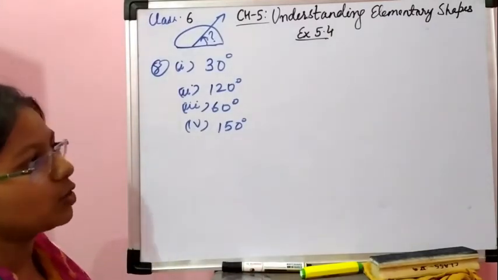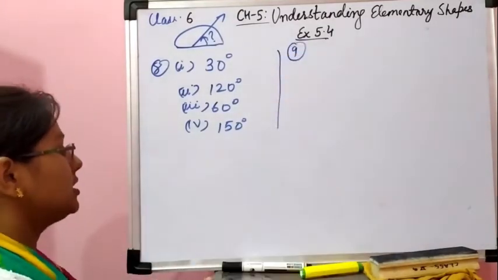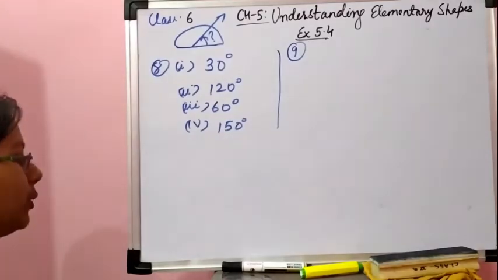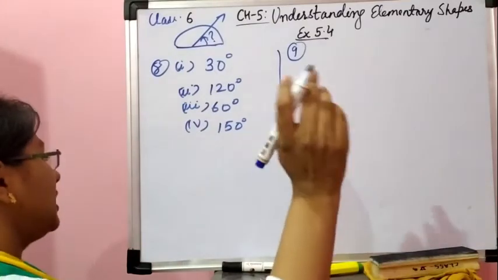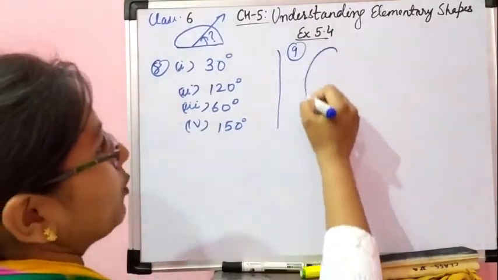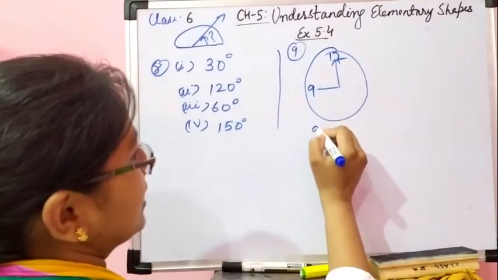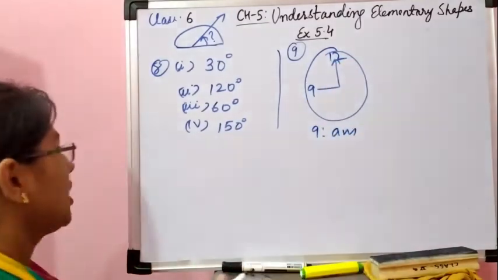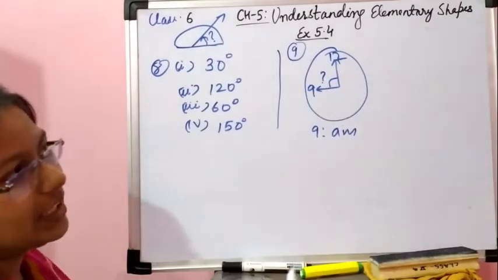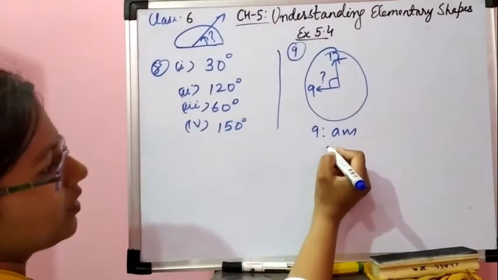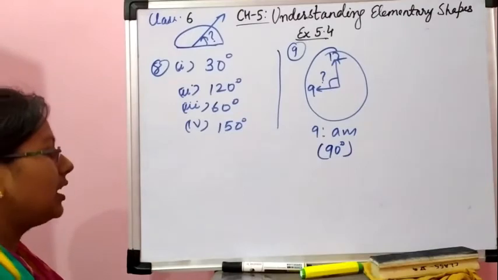Now coming to our question number 9. In question number 9, the question is find the angle measure between the hands of the clock in each figure. So in 9 there are 3 clocks. In the first, it's like this, 9 and 12, and the timing is written 9 a.m. Now the question is, what is the angle between this? Definitely this angle is 90 degree.